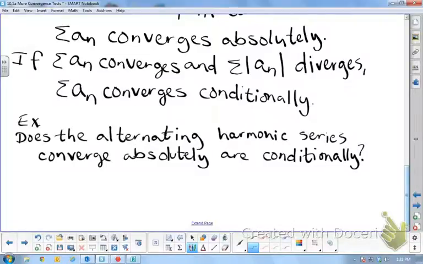Does the alternating harmonic series converge absolutely or conditionally? So we just proved what happens with this series when it's not absolute value. What did we say happens to this series in example 3? It converges. So we already know this converges.